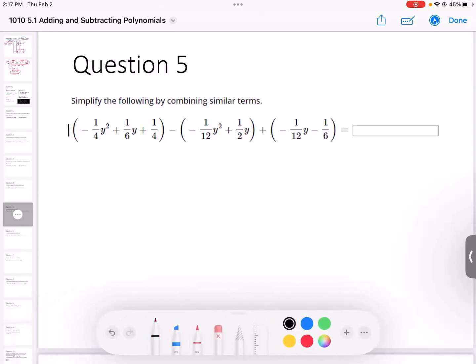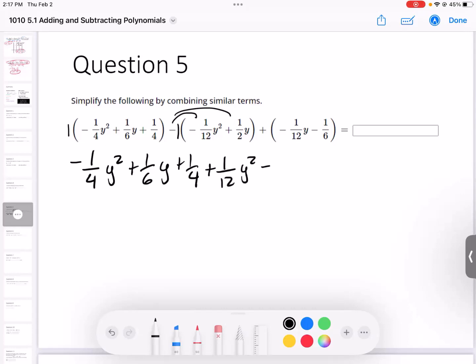So when I multiply a positive 1 times everything in the first set of parentheses, I get negative 1/4 y squared plus 1/6 y plus 1/4. And then when I distribute a negative 1 to everything in the second parentheses, because I'm subtracting that polynomial, I get a positive 1/12 y squared, a negative 1/2 y. And then when I distribute this positive 1, I end up with a negative 1/12 y minus 1/6.